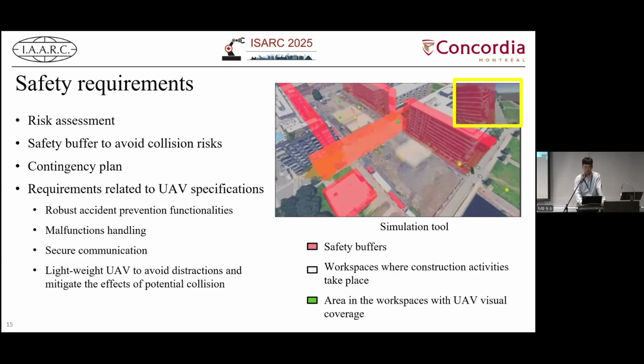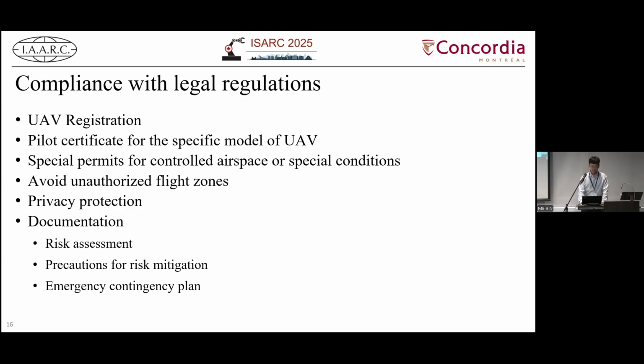And also we want to think about the requirements related to the UAV specifications, like the accident prevention functionalities. And sometimes we want a lightweight UAV to mitigate the effects and to mitigate the distraction to the workers on the construction site. And the next thing is the compliance with the legal regulations.